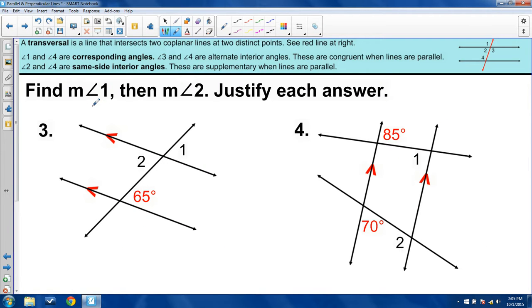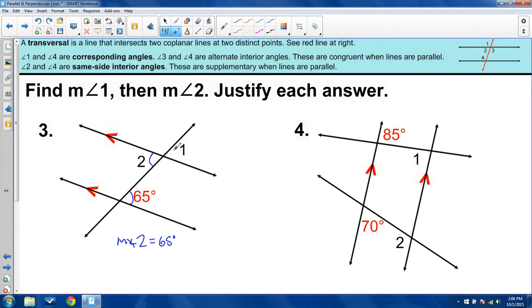Okay, numbers 3 and 4, we are going to find the measures of angle 1 and 2 and justify each answer. So right here, what you're given are two lines. These arrows indicate that they're parallel, and then there's a transversal that cuts through there that creates the angle 65 and 2 and 1. Angles 65 and 2 have a very distinct relationship. They are alternate interior angles with each other, AIA. And when alternate interior angles are made by cutting two parallel lines with a transversal, those would be congruent. So angle 2, its measure, is 65 degrees.